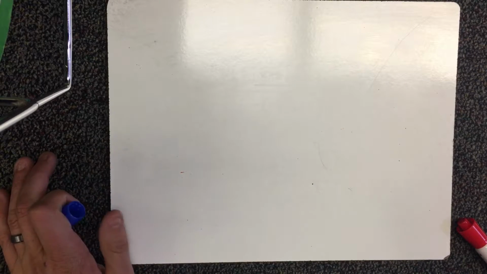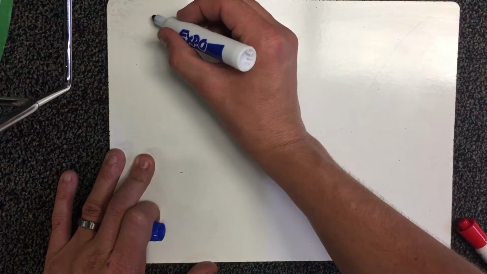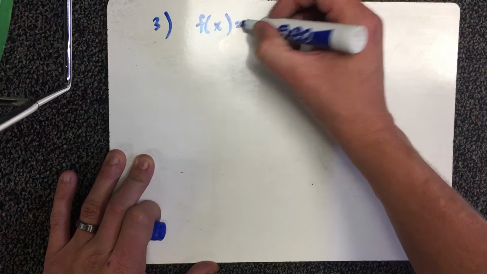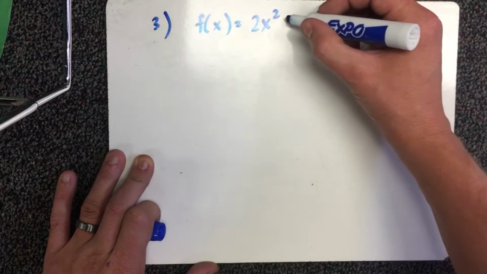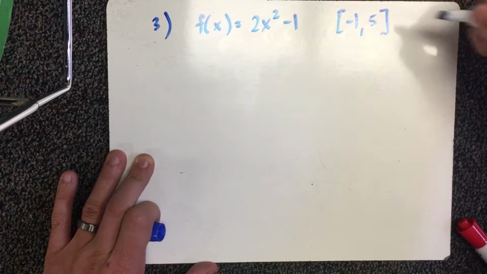Alright guys, I'm going to go over some problems from the practice for derivative exam number 1. So the first one I'm going to look at is number 3. This one gives you the function. It's a quadratic and asks you to find the equation of the secant line in this given interval.